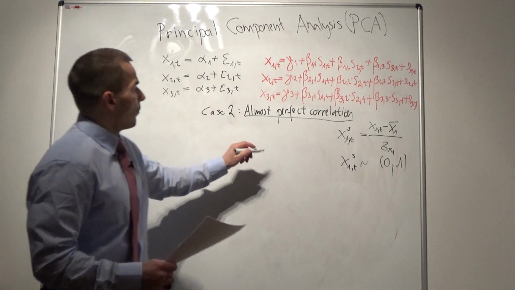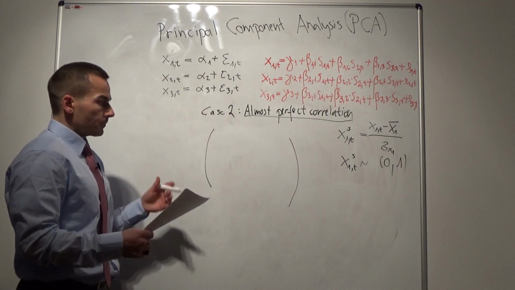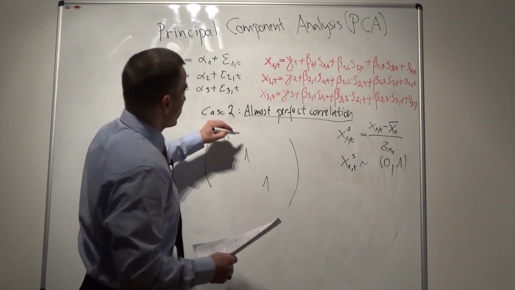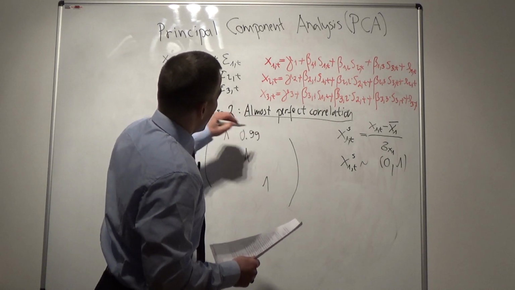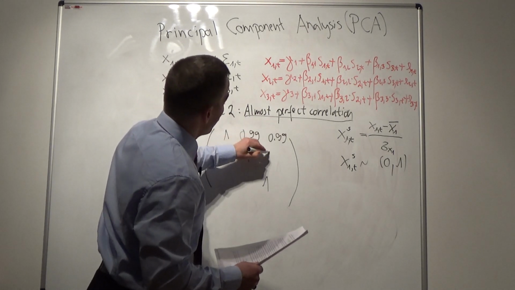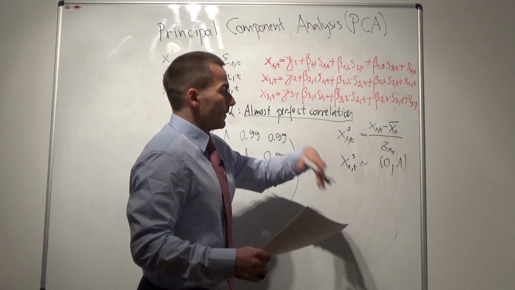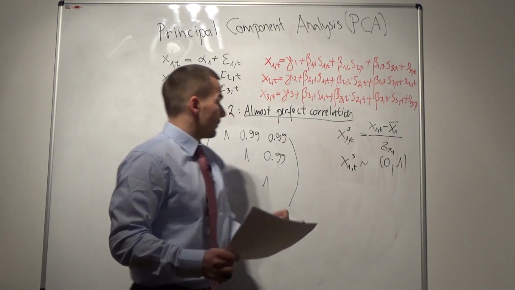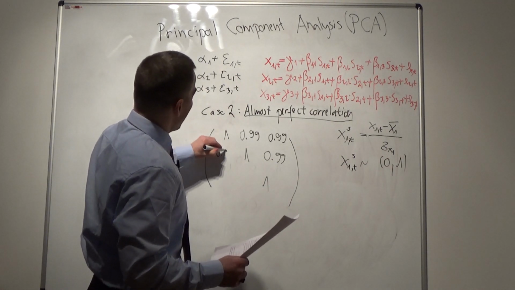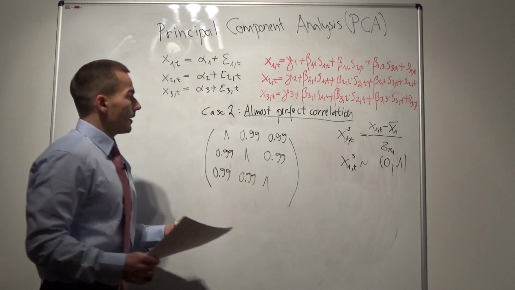What does that imply for the covariance matrix? How would it look like? Again, we do our standardization, and what we would have is obviously that our covariance matrix would look like this. On the main diagonal, we have once again 1, because by definition, the variance after standardization is equal with the standard deviation, which is 1. But above and below the main diagonal, all entries are 0.99. Why is that the case?